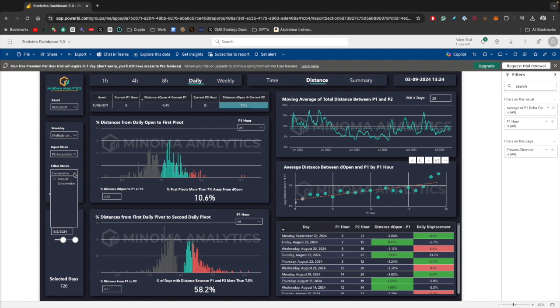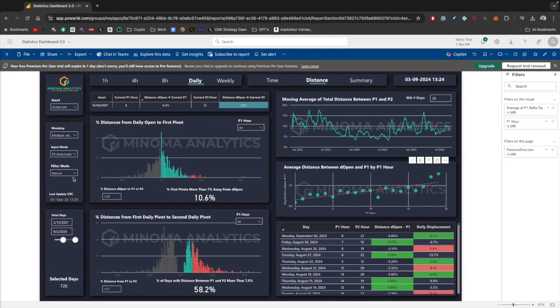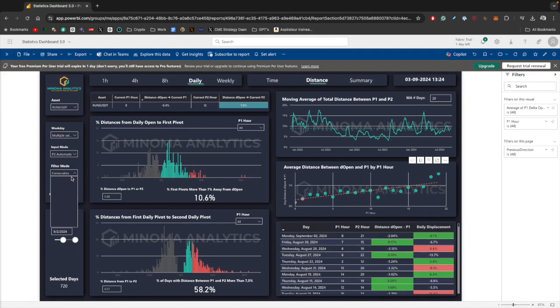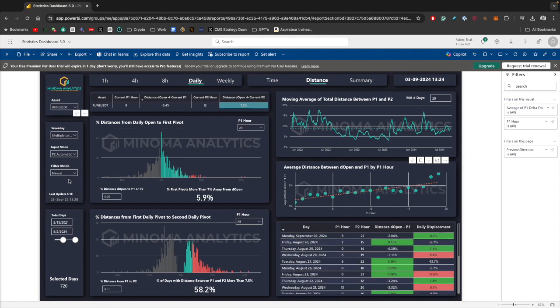Conservative is definitely a good way to go because, by the name, you just have more conservative estimates, right? So you're generally on the safer side. And this one is going to give you a little bit more aggressive, as you can see, 5.9% against 10.6%. So this one is going to be a little bit more aggressive. It's going to give you earlier signals. But once again, I'll dive into that in depth in the next video.